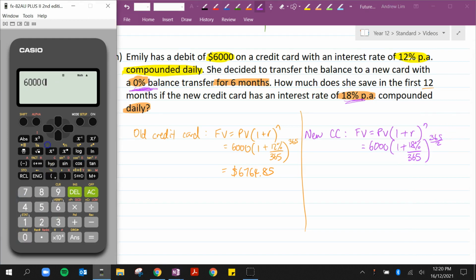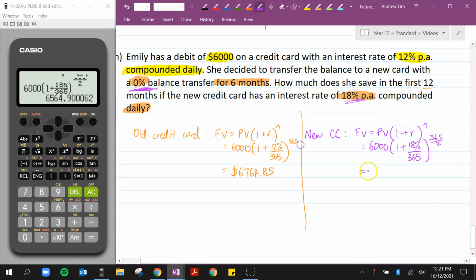So with the new credit card, she would owe 1 plus 18% over 365 to the power of 365 over 2, which is $6,564.90. Which is less than her old credit card, so it's in Emily's best interest to transfer the balance to the new card. Now we need to answer the question. The question is asking how much does she save.